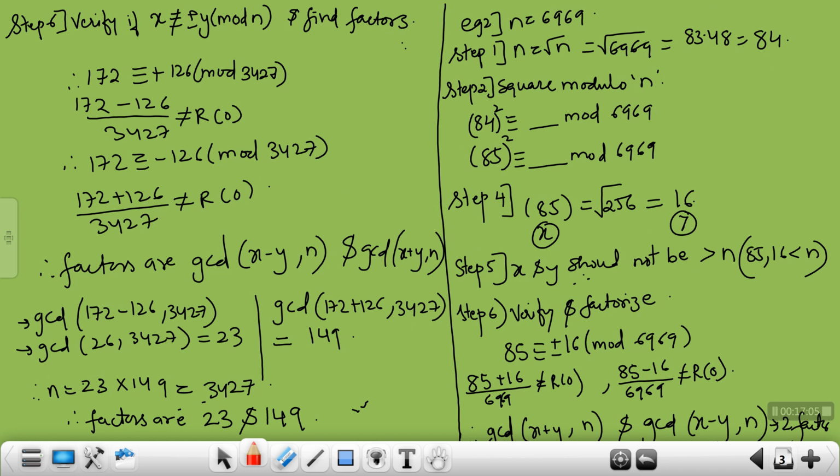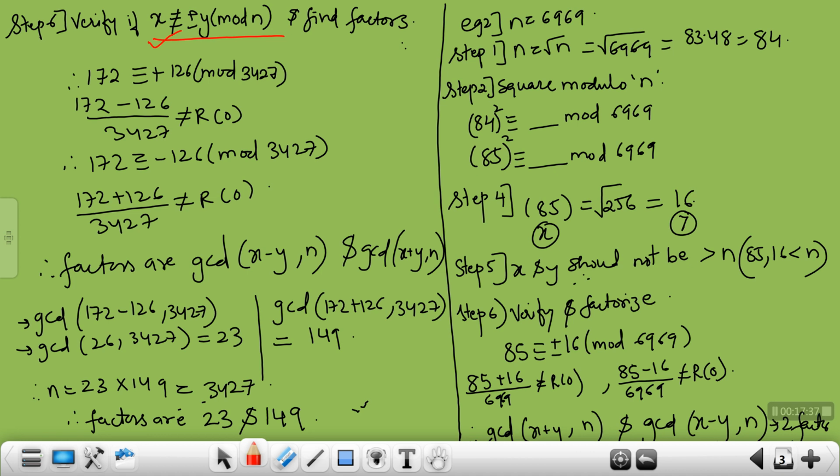Do you remember something over here? X is not congruent to plus or minus y mod n. While we were checking if the number was prime or not, we were using this, right? Your x square should be congruent to y square mod n, and x should not be congruent to plus or minus y mod n. So we have to verify this formula now. If this particular equation is satisfied, then only we will be able to find out the factors.